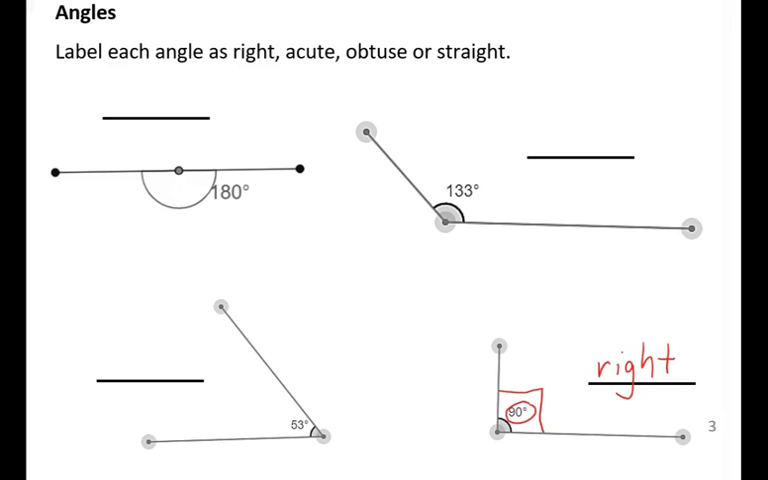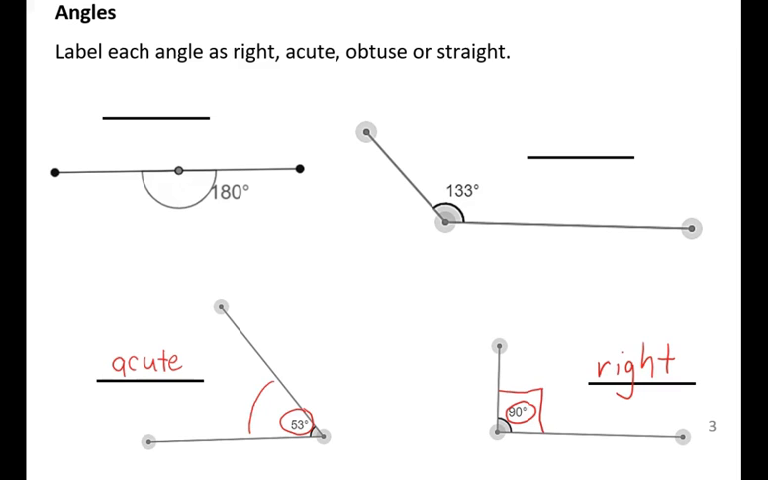Anything less than a 90-degree angle would be considered an acute angle. So over here, this angle is 53 degrees, so that would be an acute angle. And you can see how the opening is smaller than the right angle.